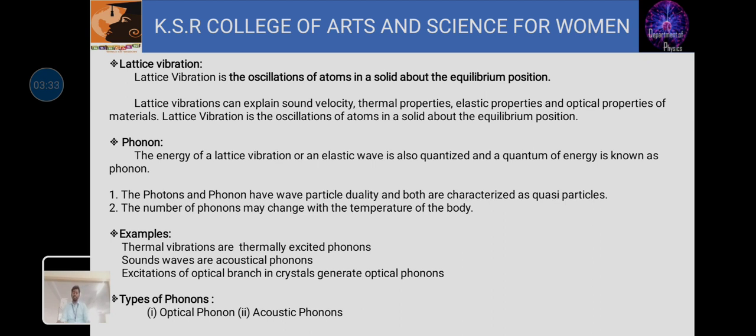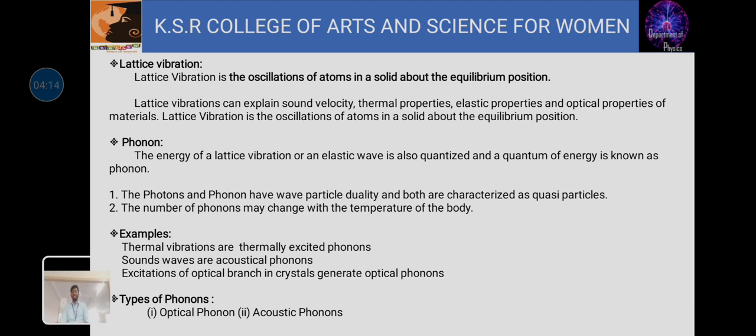For a crystal, the equilibrium positions form a regular lattice, due to the fact that atoms are bound to neighboring atoms. Lattice vibration can explain sound velocity, thermal properties and elastic properties of the material. Lattice vibration is the oscillation of atoms in a solid about the equilibrium position. Now we are going to see lattice vibration in a one-dimensional monoatomic lattice. Consider a one-dimensional crystal lattice, and assume that the forces between the atoms in the lattice are proportional to the relative displacement from the equilibrium positions.